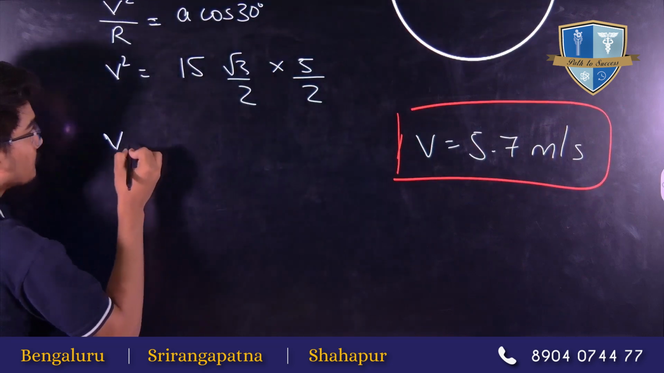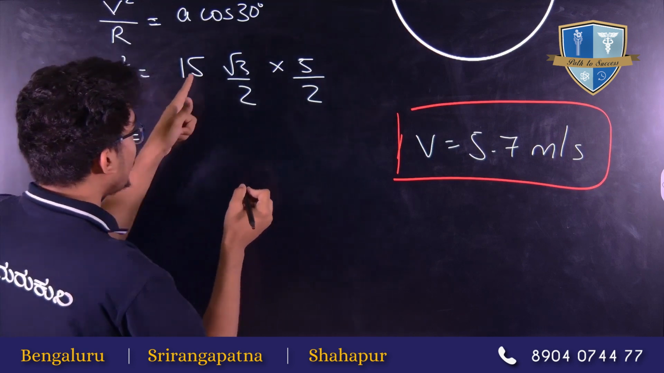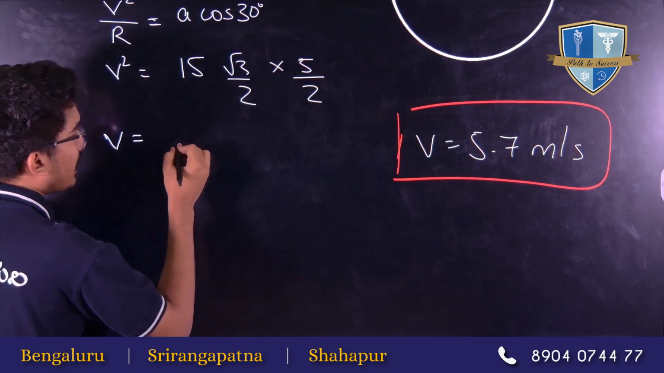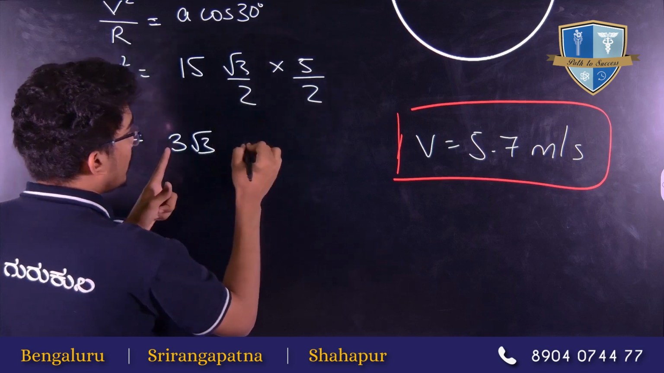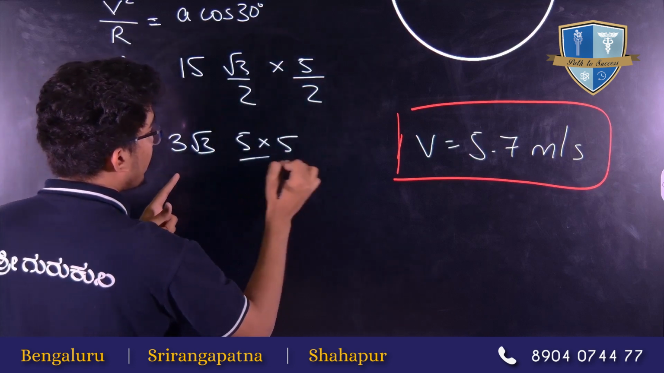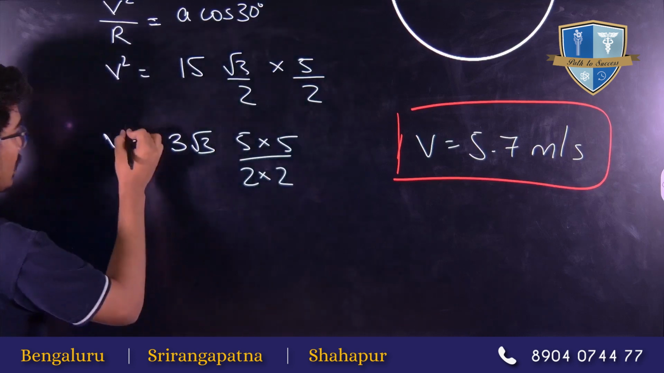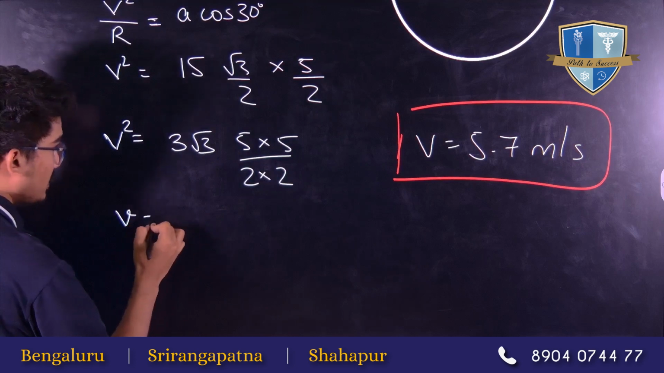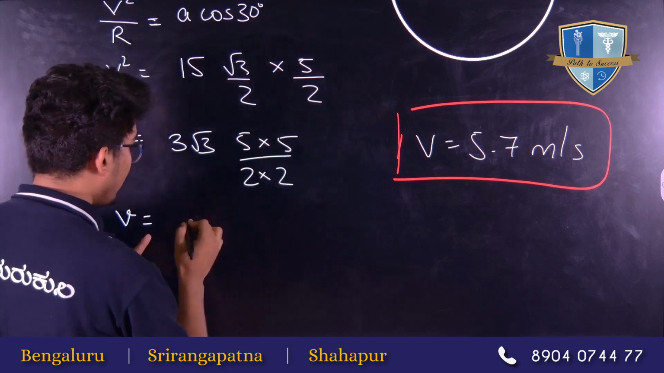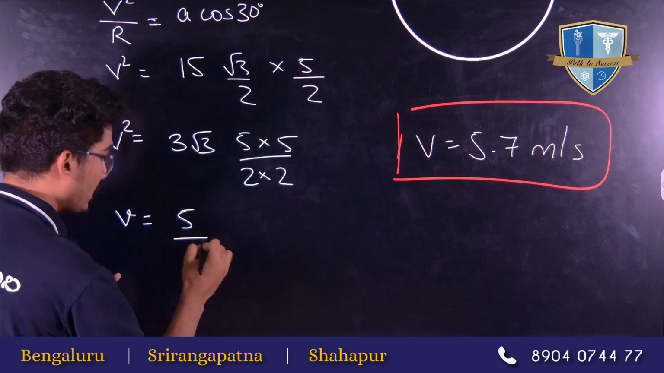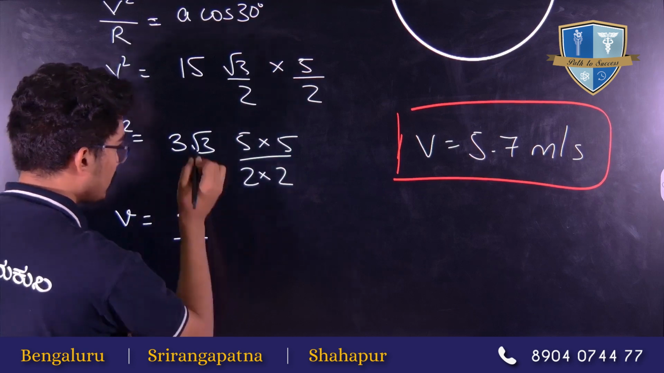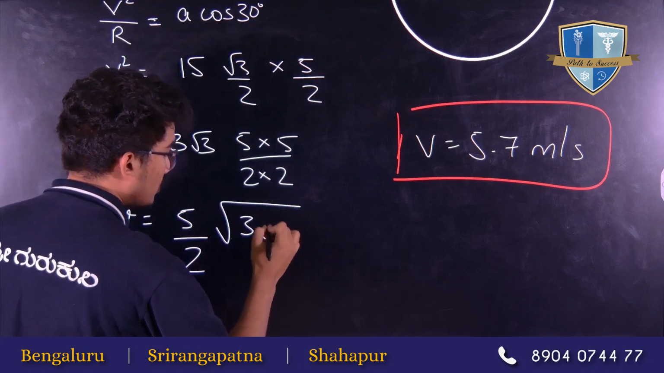So V square is equal to, first of all let's divide this 15. We can write 15 as 3 into 5. So 3 root 3 into 5 divided by 2 into 2. Now let's take root on both sides. So V is equal to, see, 5 into 5 will become 5 after taking root, and root of 2 into 2 will become 2, and this root of 3 root 3.